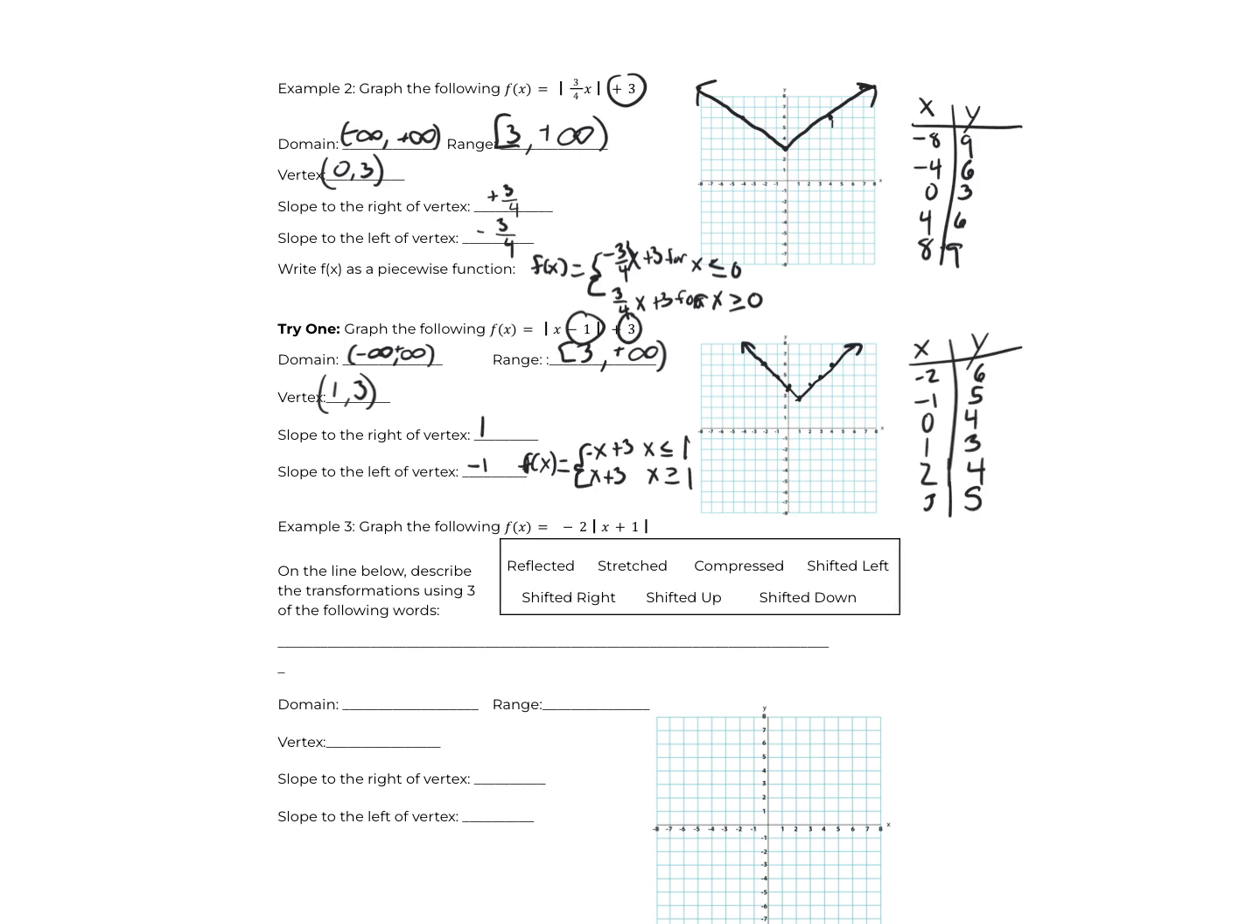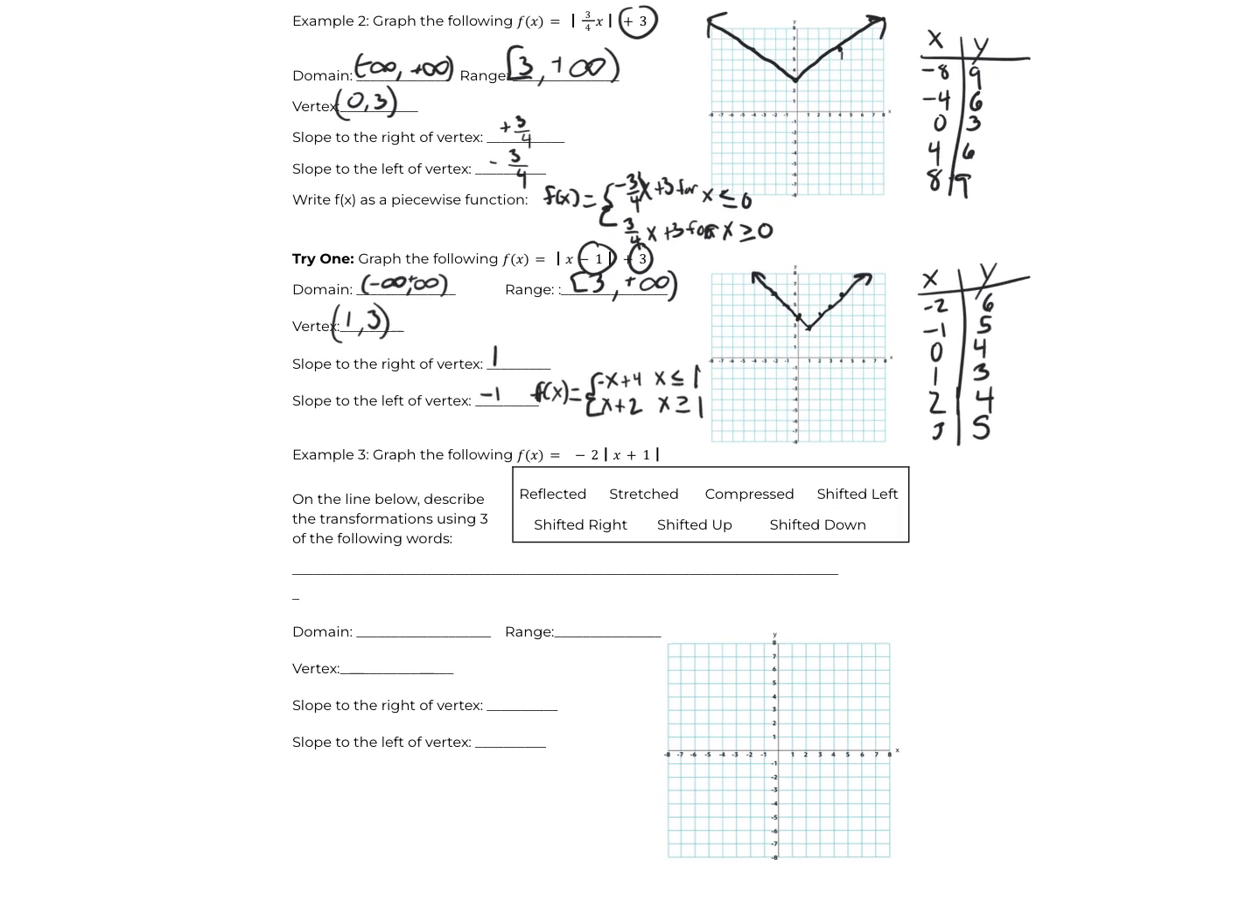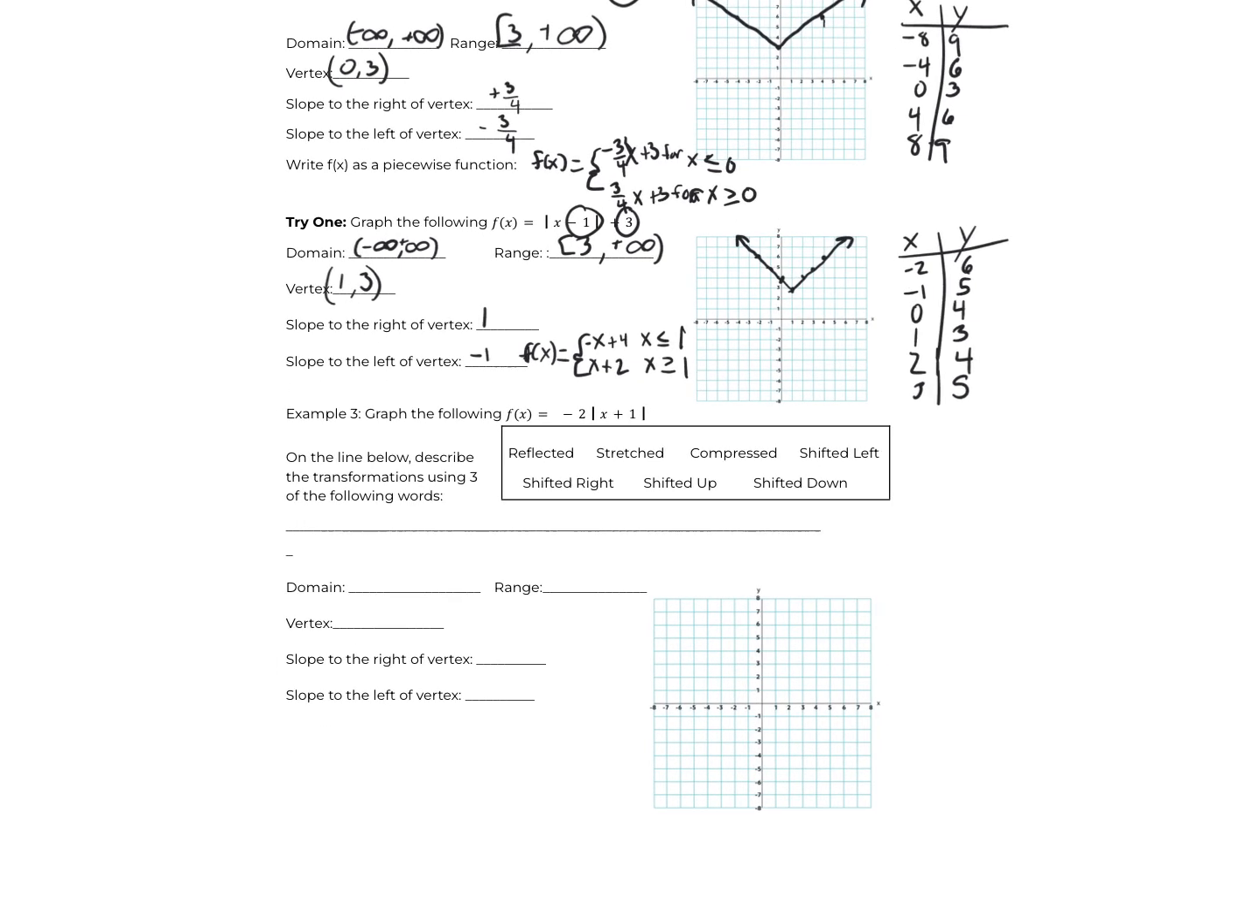Oh wait, not quite true. If you think about it, this one has a y-intercept of 4, and this one would have a y-intercept, you can see, of 2. So there we go. That's a better piecewise function. It didn't ask for it, but just wanted to put it on there.